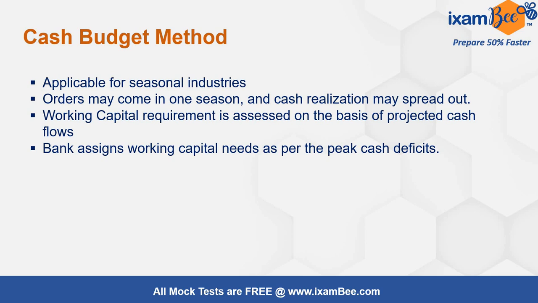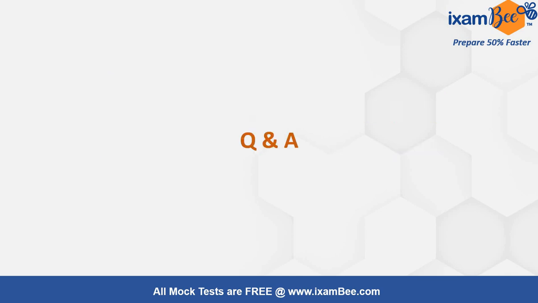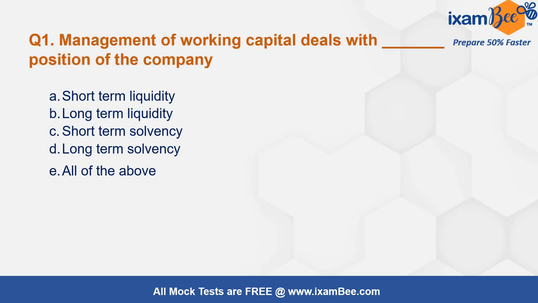So here the banks are basically understanding the capital needs based on the cash deficit that the company faces during a year, and whatever is the maximum, they may look at funding that through the working capital limits. So these are the three methods which the banks may be using. Let's move on to some Q&A that can be helpful for your exam.